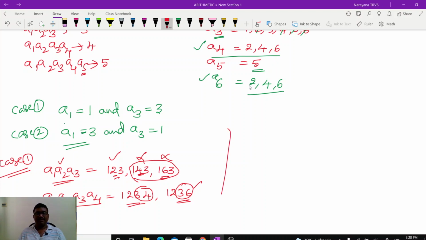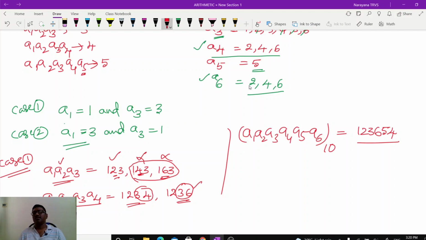And let us see a1, a2, a3, a4, a5. In the place of a5 we put 5. Next a6, base 10, is 1, 2, 3, 6, and in the place of a5 we have 5. So what is the remaining digit? The remaining digit is 4. So 1, 2, 3, 6, 5, 4 is exactly divisible by 2 and 3. So the possible 6-digit number is 123654. This is the first one.